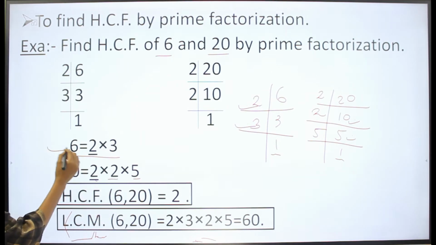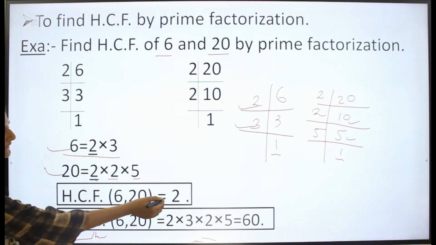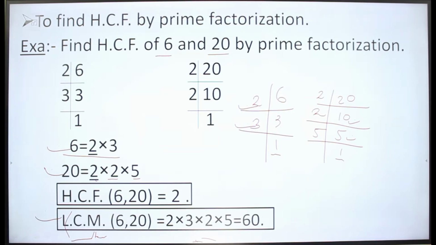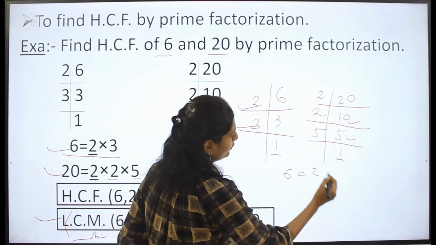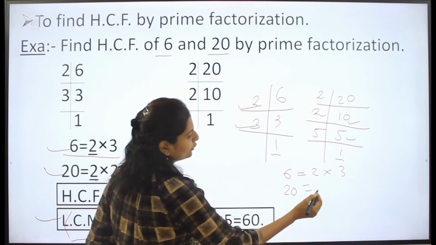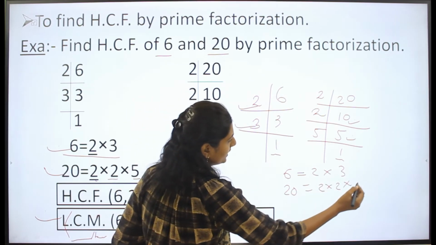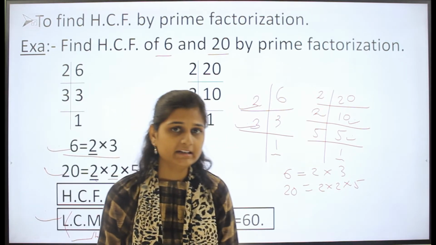So these are the factors of 6 and these are the factors of 20. Okay, so here we need to find the HCF and here we also have found the LCM. So how have we written this HCF and LCM? As you can see, for 6 we have 2 multiplied by 3 and for 20 we have 2 multiplied by 2 multiplied by 5. So how can you write the HCF and LCM?